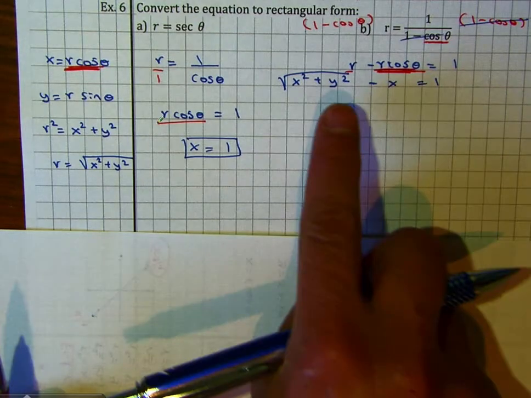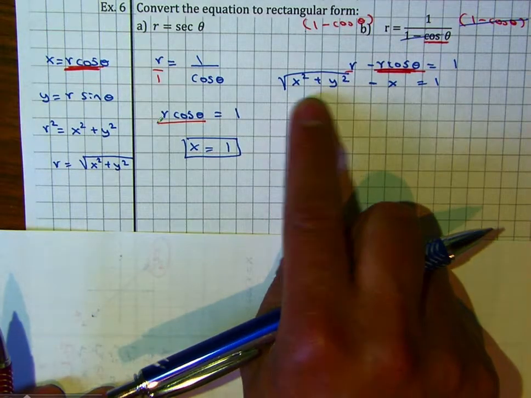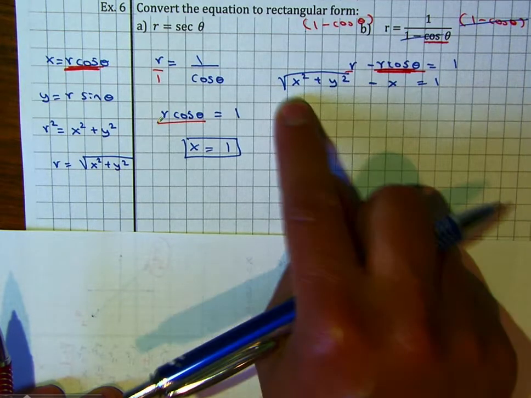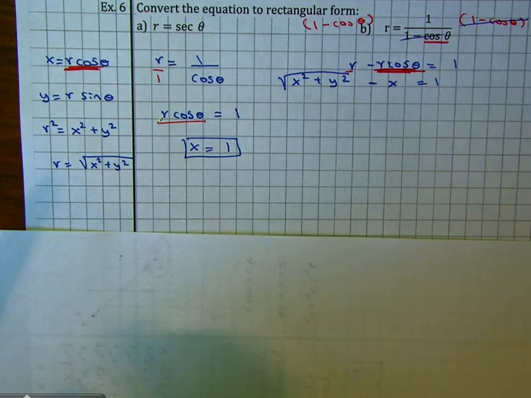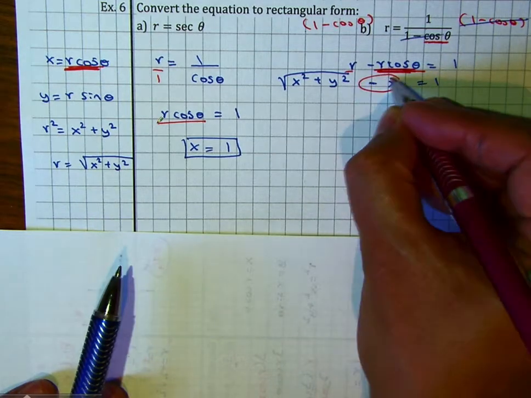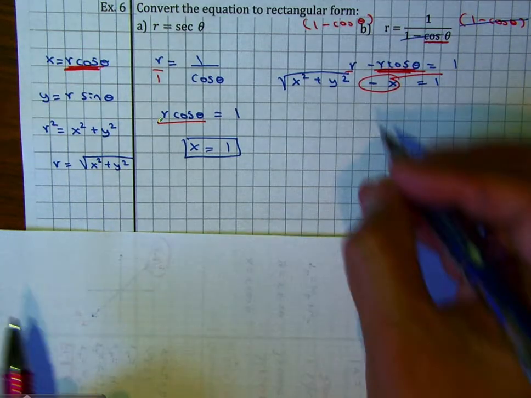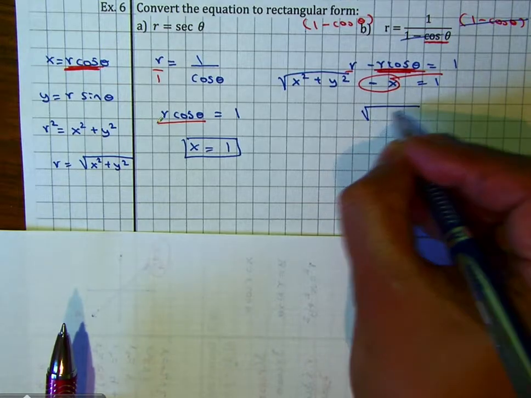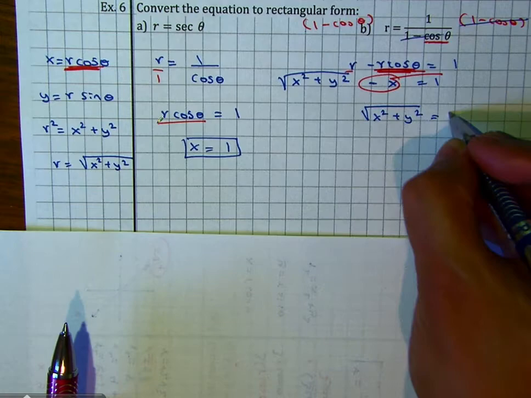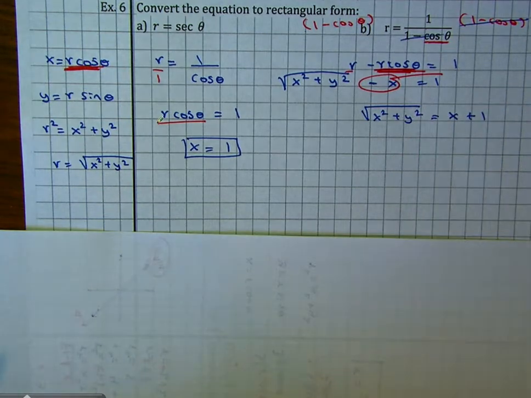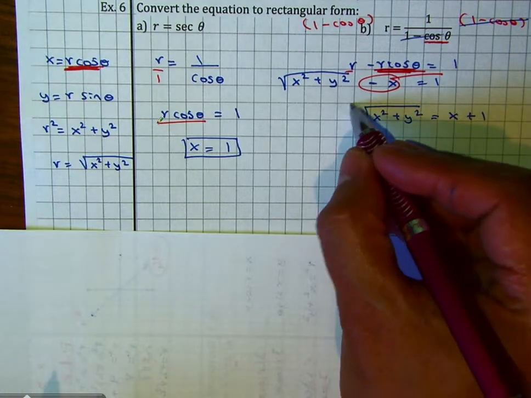Now, I need to be able to solve this in a way that it's familiar to me. I see a square root in there. So what I'm going to do, I'm going to move my x to the right. It becomes a positive. So now I have the square root of x squared plus y squared equals x plus 1. I'm going to get rid of the square root by squaring both sides.